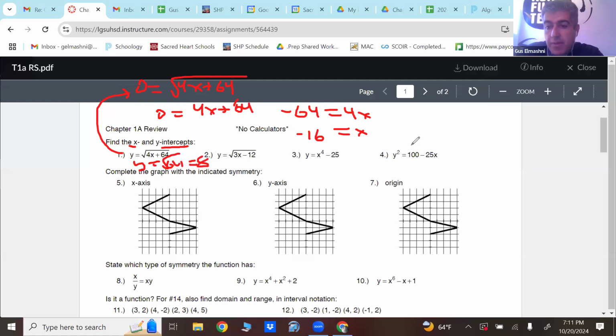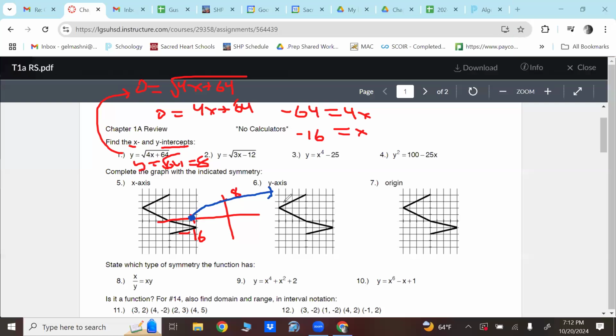Now let's talk about graphically what's happening. Graphically, it's crossing the x-axis at negative 16, right? Which is way over here. And crossing the y-axis at 8. And radicals can never be negative, right? Otherwise it'd be imaginary. So it's actually going to start right here, and it's going to rise like this, and keep rising like that.